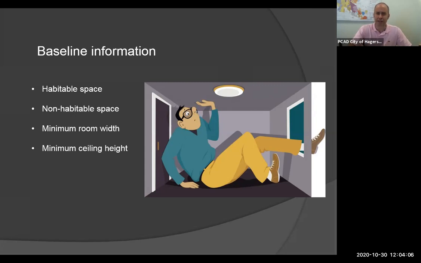For some basic knowledge of ceiling heights: in 1955, like I mentioned before, it was 7 feet for width, but for ceiling height it was actually 7 feet 6 inches. Then from 1981 to the mid 1990s, it was lowered to 7 feet 4 inches, and it's been 7 feet from the mid 1990s to the present day. So the 7 foot minimum ceiling height for habitable rooms has been around for a while.